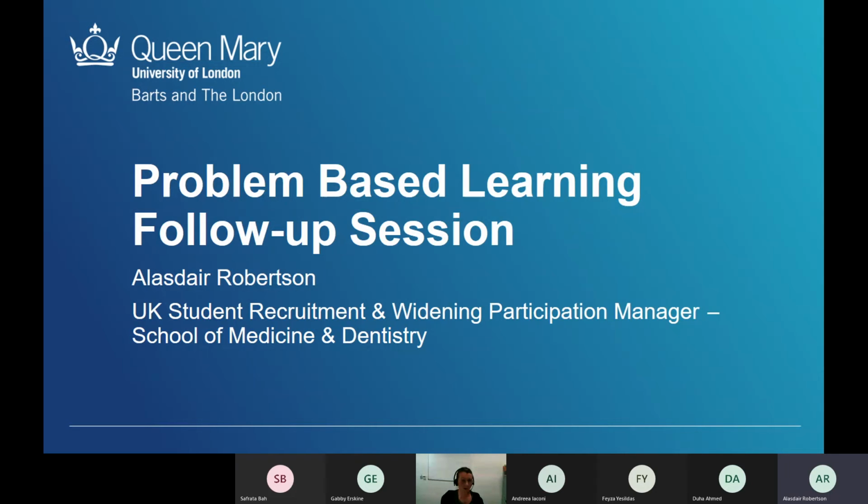But there should be plenty. And I've just started recording it as well, because if Safrata's on the bus, she might lose connection. So okay. Okay, brilliant.